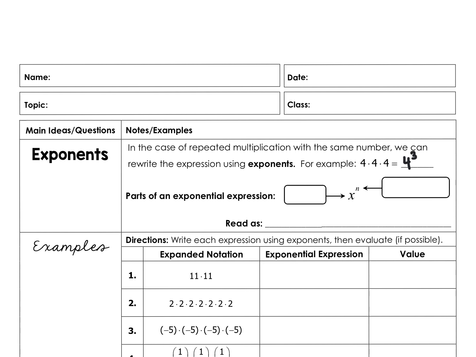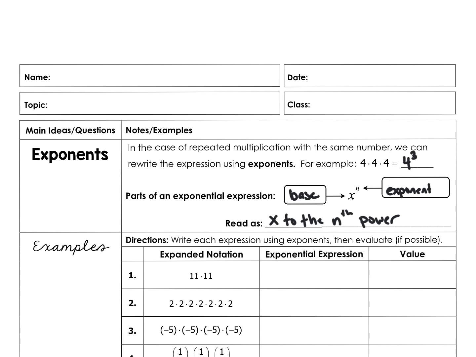In an exponential equation, the big number is called our base, and then the small number is going to be considered our exponent. And we would read this as x to the nth power.